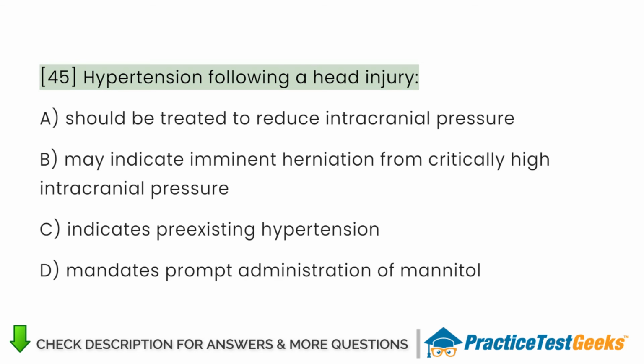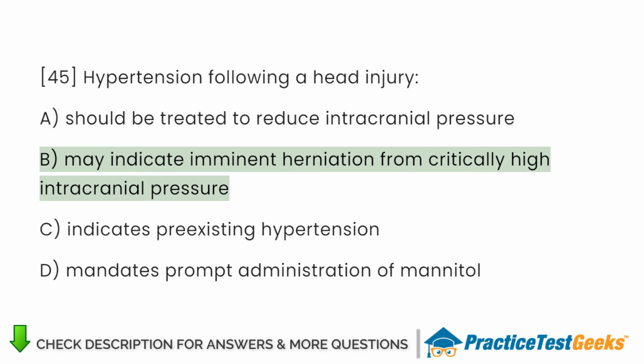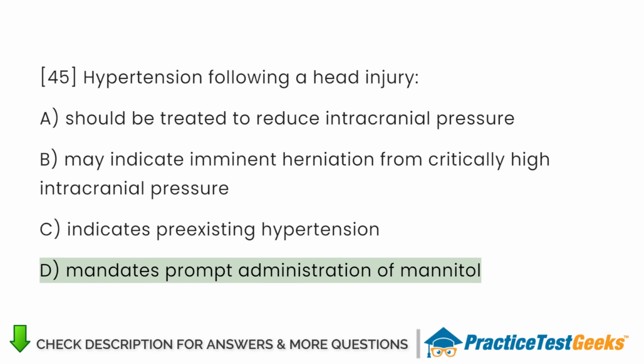Hypertension following a head injury: A. Should be treated to reduce intracranial pressure. B. May indicate imminent herniation from critically high intracranial pressure. C. Indicates pre-existing hypertension. D. Mandates prompt administration of mannitol.